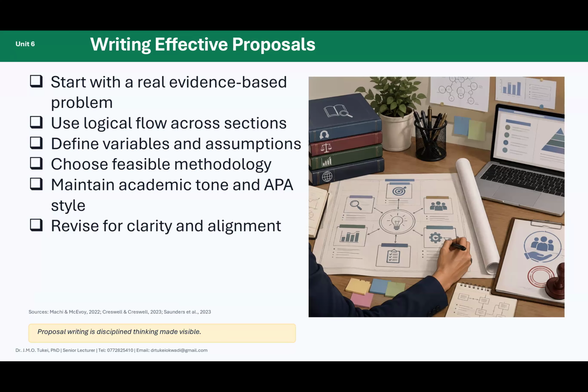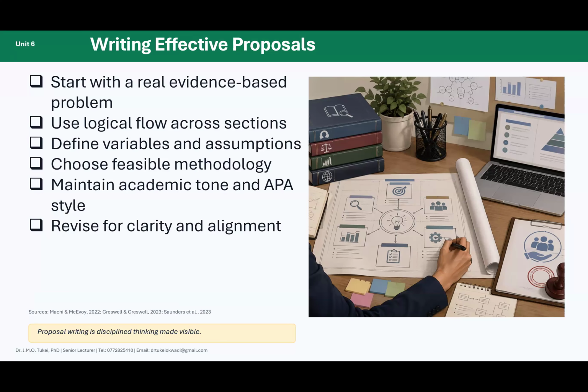Writing an effective proposal begins with a genuine problem supported by evidence. They move logically from the broader context to the specific gap, then to objectives, literature and methodology. Key concepts should be defined, assumptions made explicit, and limitations anticipated.